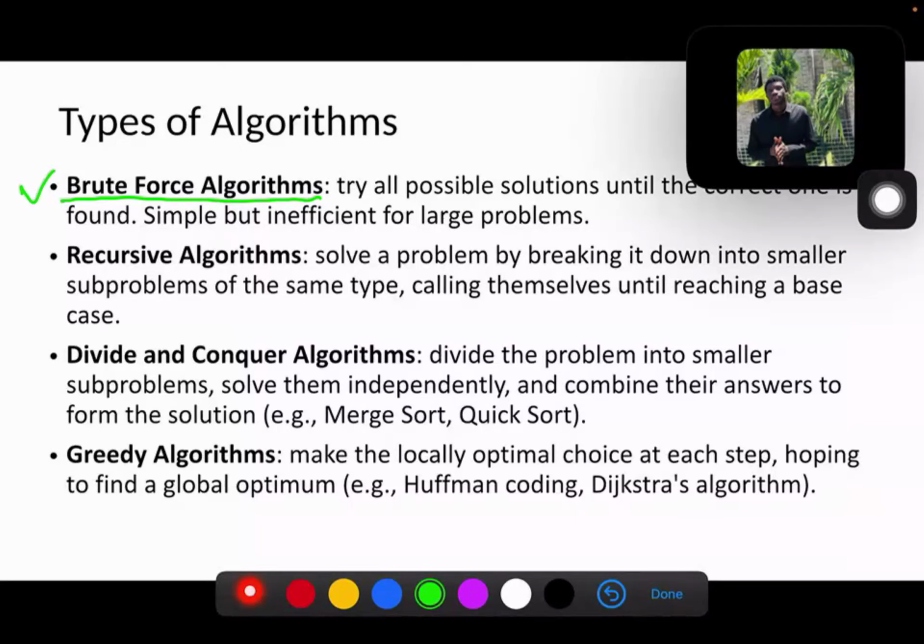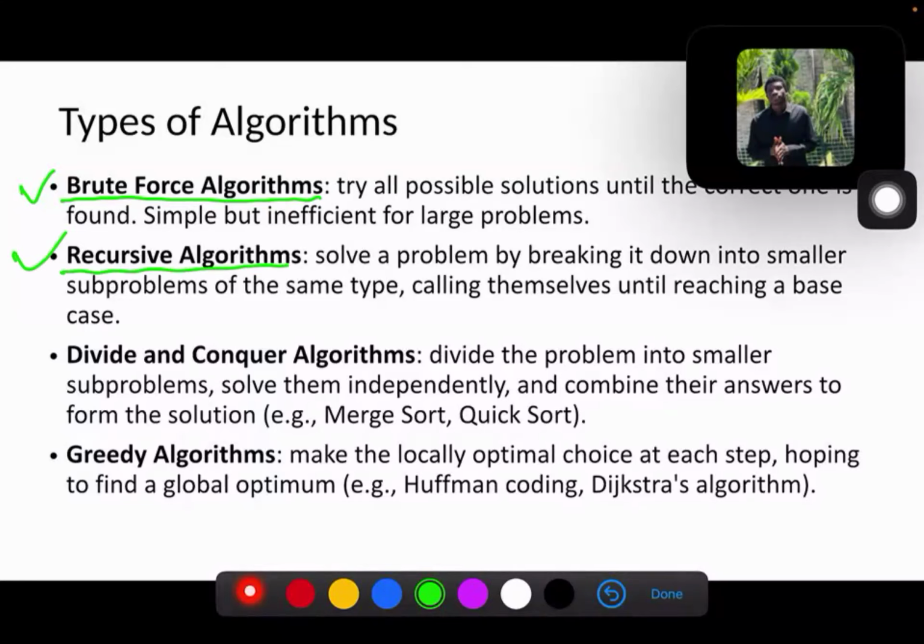Not necessarily intelligence of any kind, but just using sheer force to try and generate all the possibilities. So there are some algorithms that just use sheer force or sheer grit to generate the possibilities. Then we can also have what we call recursive algorithms.